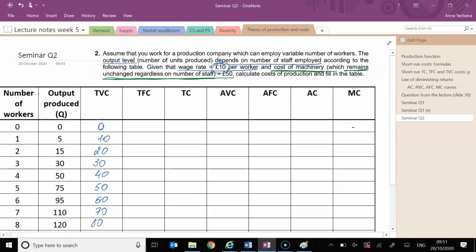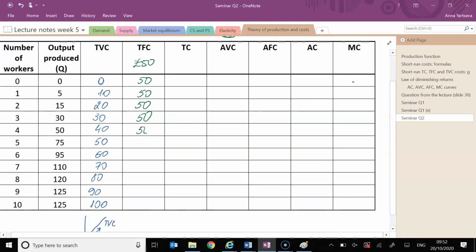How much does it cost us? 50 pounds. This is what we are given. This is our fixed cost. It's 50 pounds. It's unchanged. We pay 50 for 0 units, for 1 unit, for 5 units of output, for 15 units of output, for 30 units of output, regardless of number of staff, regardless of level of output, we will always pay 50 pounds. This is our cost of machinery. This is what we've paid to have these devices, appliances, this equipment in our factory.